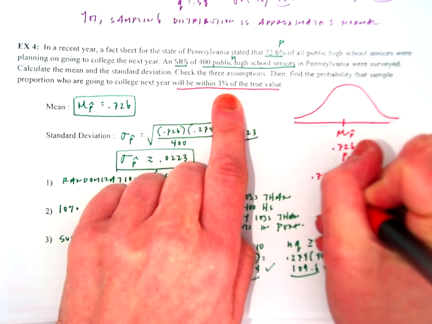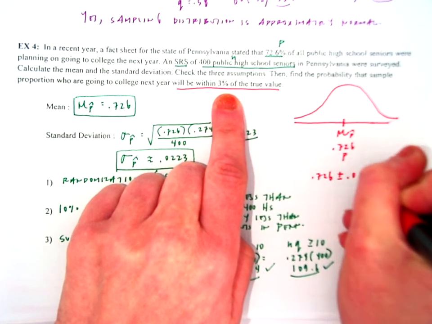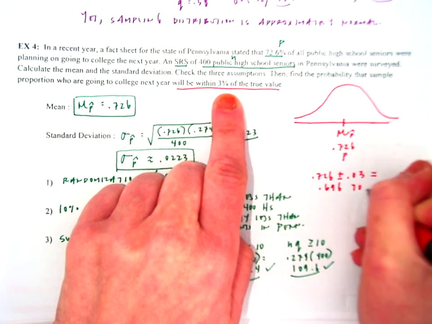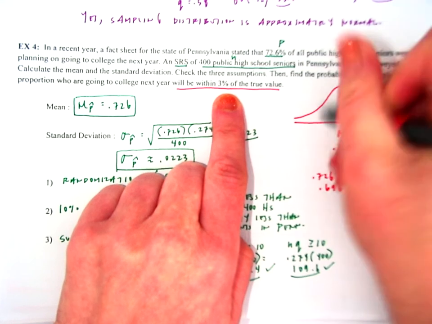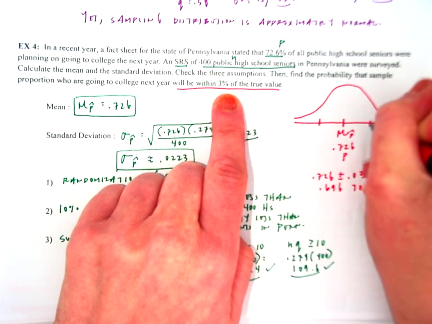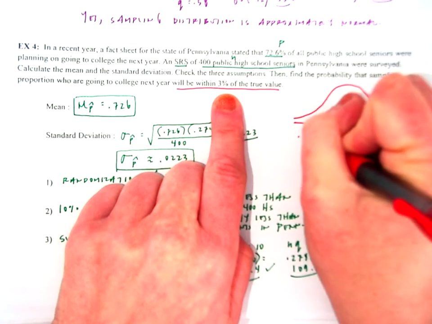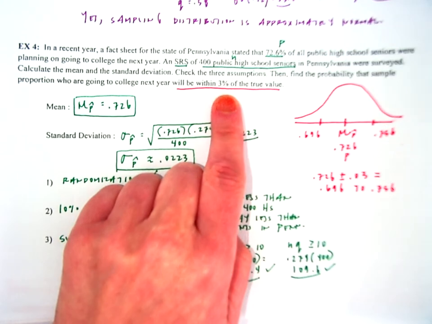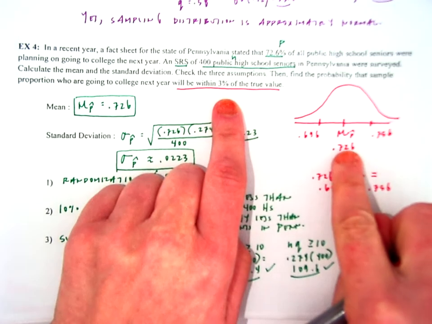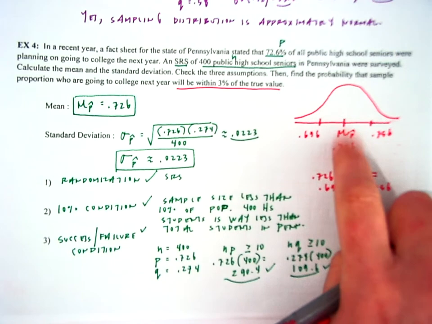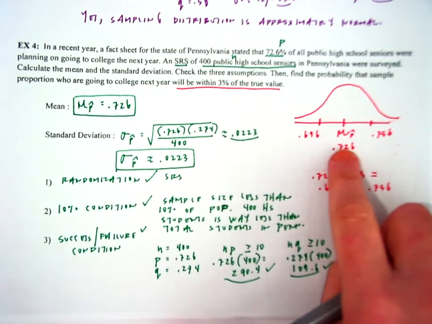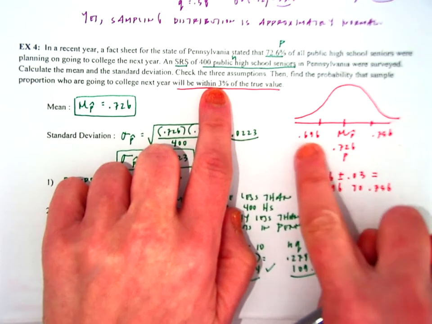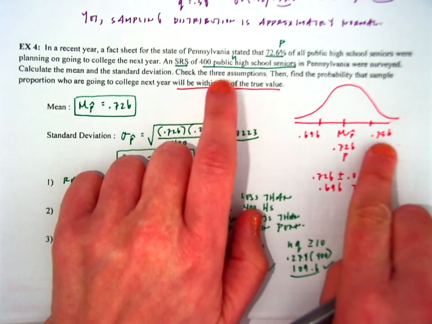So what I need to actually get right now is I need to look at that 3% and make certain markers, because I need to build with my mean and standard deviation to find the proportion that would fall within those markers. Okay, so right now I'm going to look at here my mean, and I'm going to do plus or minus that 3% value. So I'm going to do 0.726 plus or minus 0.03. So that's going to give me 0.696 to 0.756. So I'm looking roughly here and here.